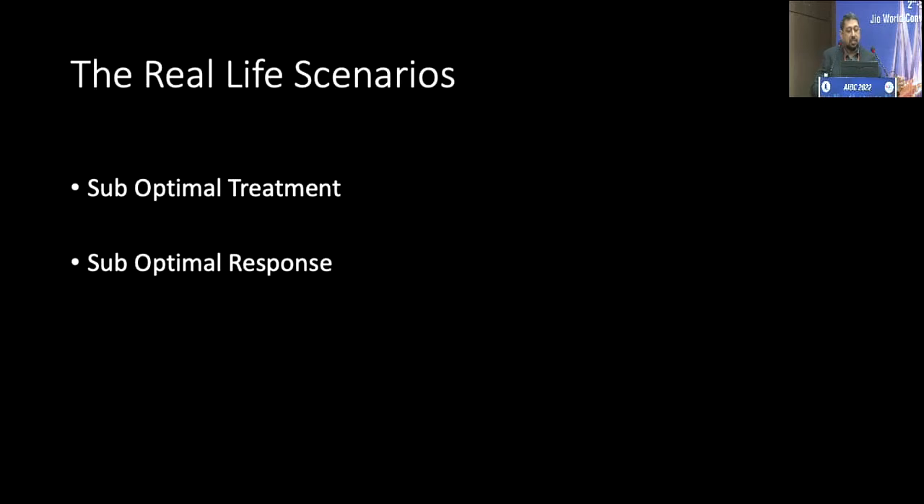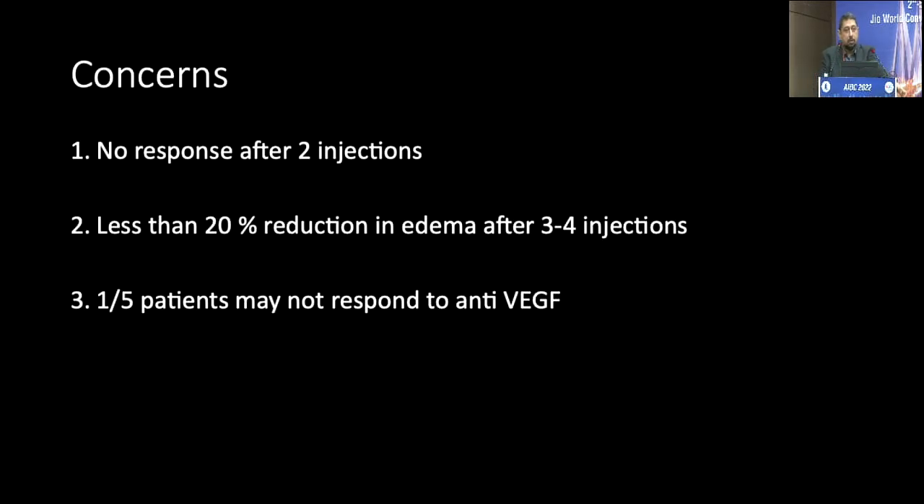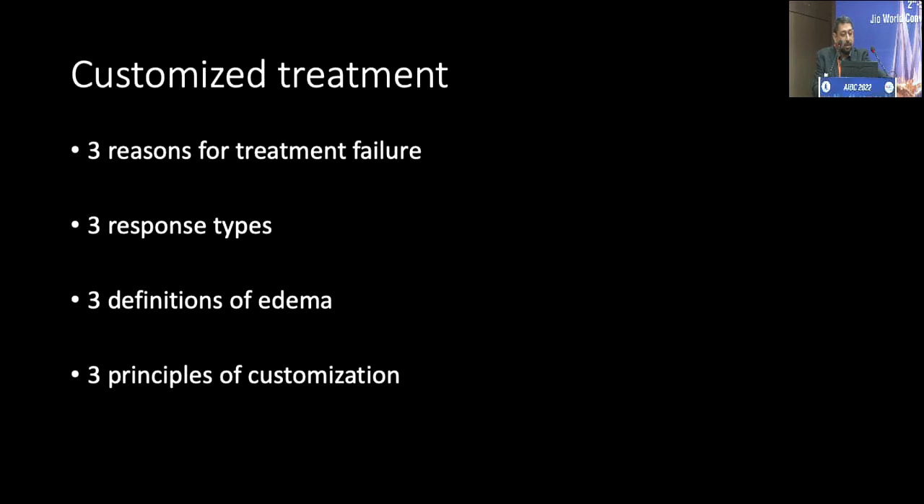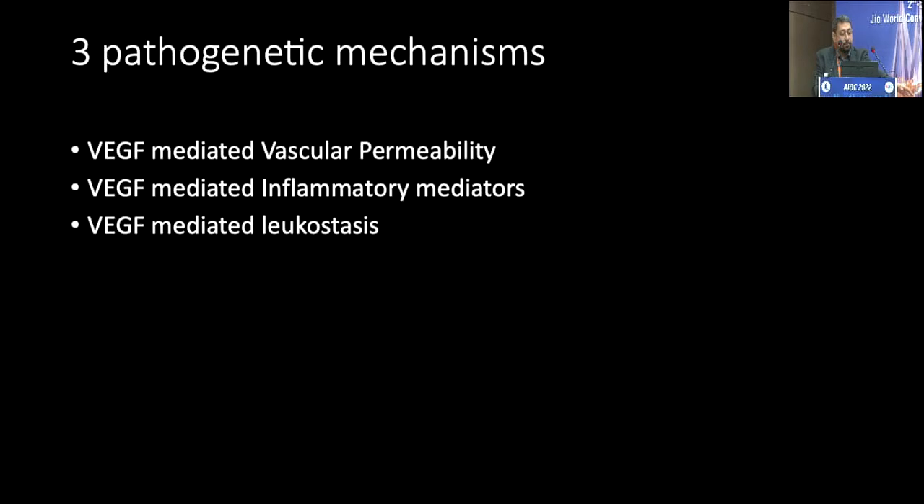In a real life scenario, let's look at suboptimal treatment and suboptimal response. In a real life scenario, if you don't get any response after 2 injections, that's the time to think that something may not be right. You could even look at, I would say 3 rather than 2, sorry. And you're looking at a 20% reduction. So I put this in 3s, 3 reasons for treatment failure, okay?